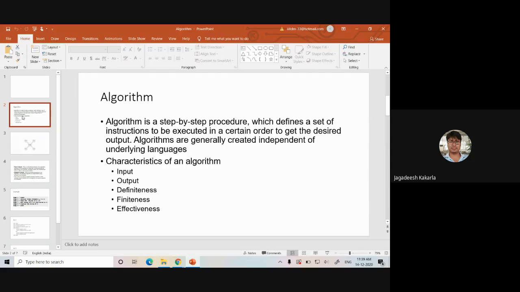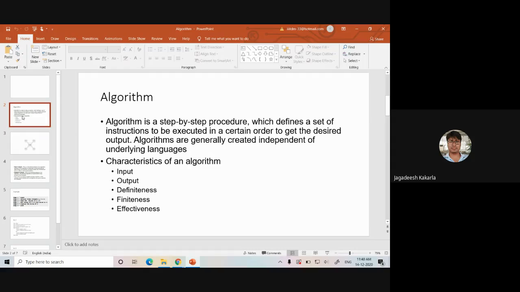Similarly, your mother has asked you to prepare tea. Then you need to execute the instructions in a certain order. First, you need to bring the milk. If the milk is in the fridge, you need to open the fridge and bring the milk, and then you need to switch on the gas and keep the milk on the gas. Like that, you need to execute the instructions in an order. Am I right? If you interchange these instructions, you will not get the desired output. Am I right or wrong?